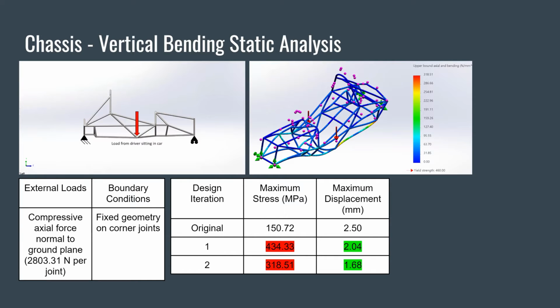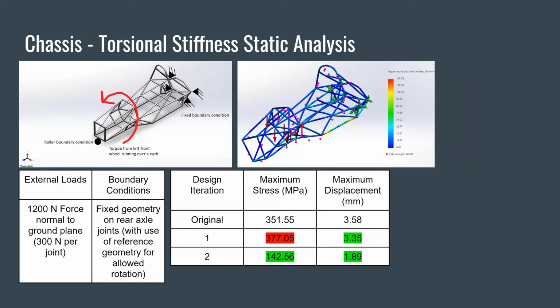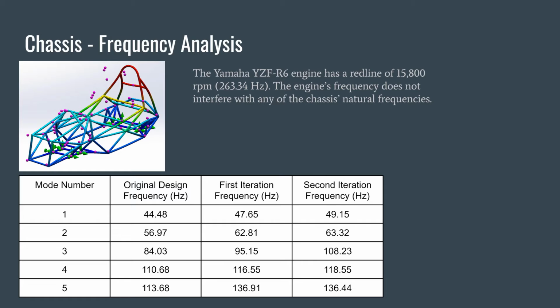The next static analysis was a vertical bending from the load of the driver sitting in the car. The design did not improve this at all, and the best was 150.72 megapascals. For the torsional stiffness, the second design iteration yielded the best results at 142.56 megapascals. For the frequency analysis, the engine's frequency does not come close to interfering with any of the chassis' natural frequencies.